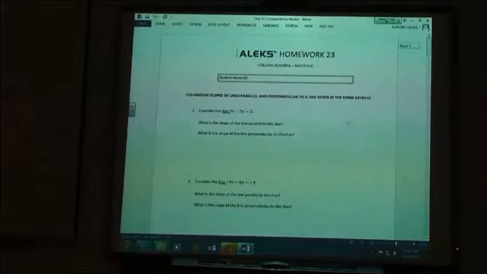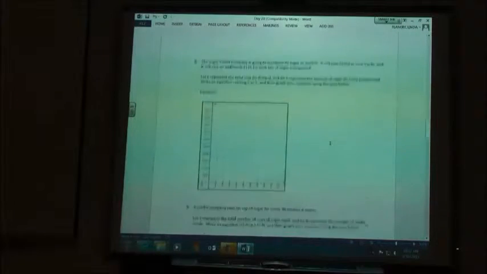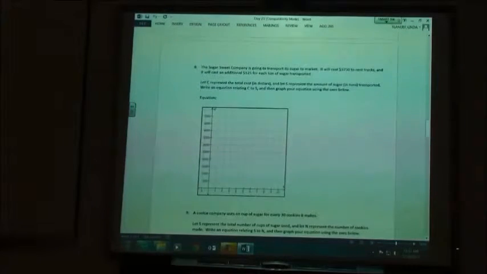I gotta fix the typo here. And you write down what you think the equation should be while I'm fixing the typo.